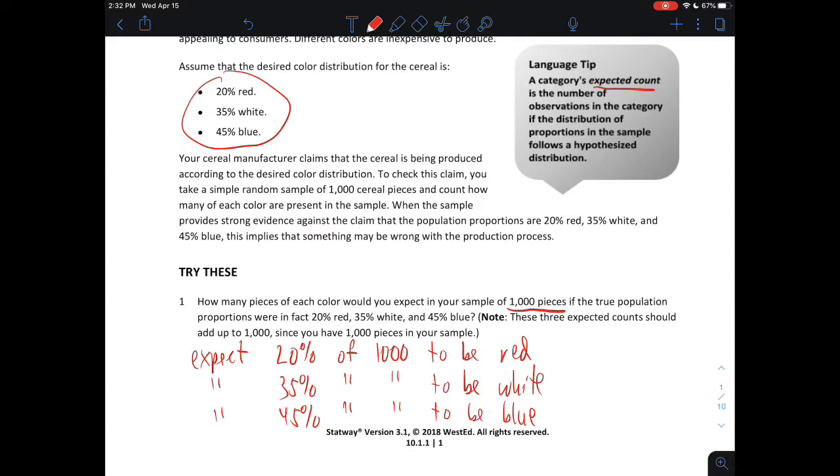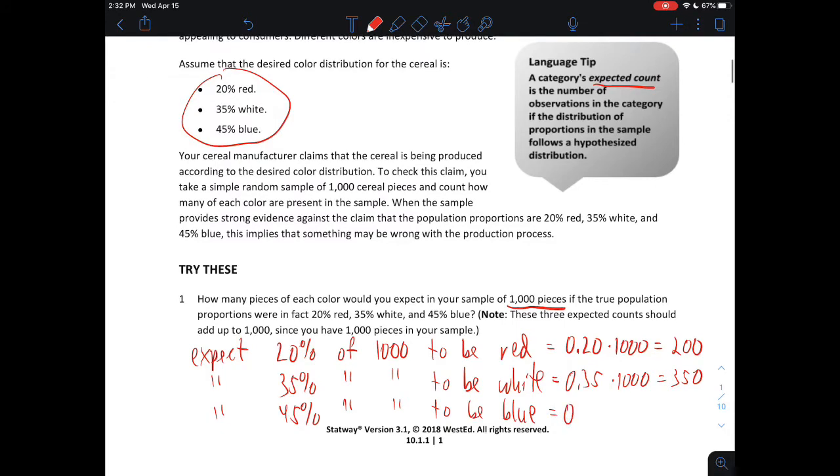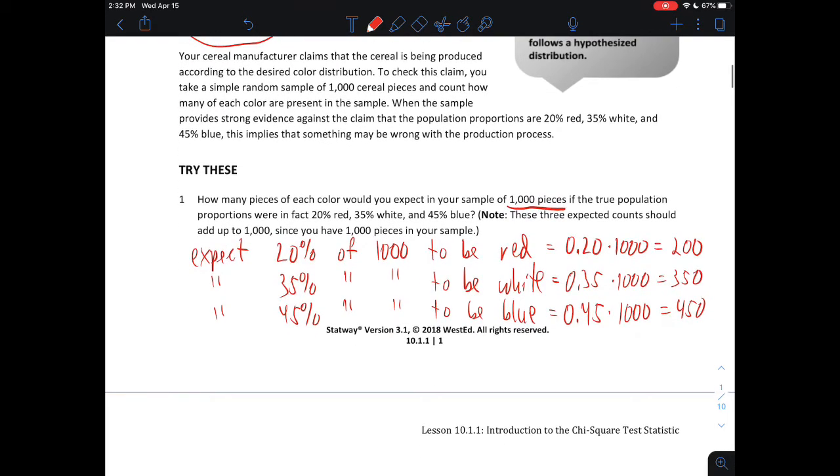So how do we find percentages of an amount? That just involves multiplication. So if you want to find 20% of 1,000, that's 0.20 times 1,000, and when you multiply that, you're going to get 200. So you would expect 200 red pieces. For the number of white, you would have 35%, which is 0.35, and then you're going to multiply that by 1,000, and that would be 350. And then for 45% blue, that would be 0.45 times 1,000, and that would be 450. And if you add up those expected counts, you get back to 1,000. And you can also notice while you're here, what do you get when you add up 20% plus 35% plus 45%? You get 100%.